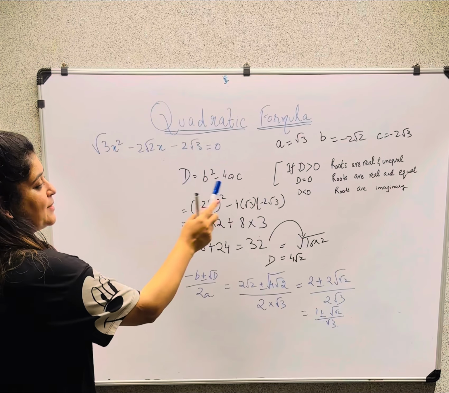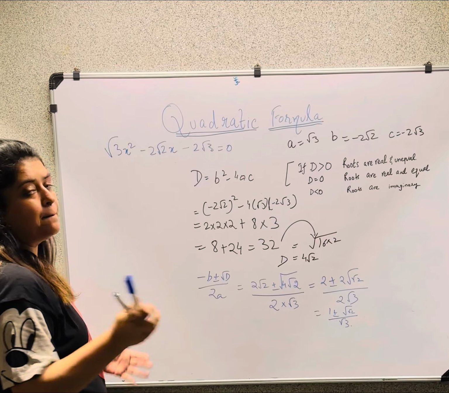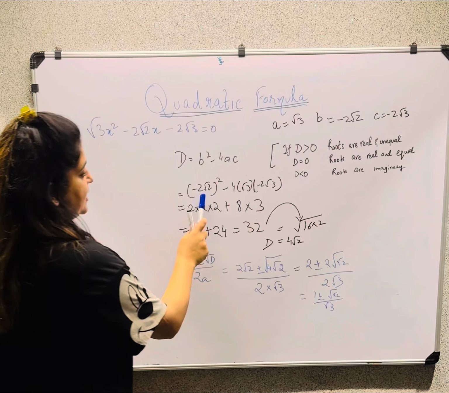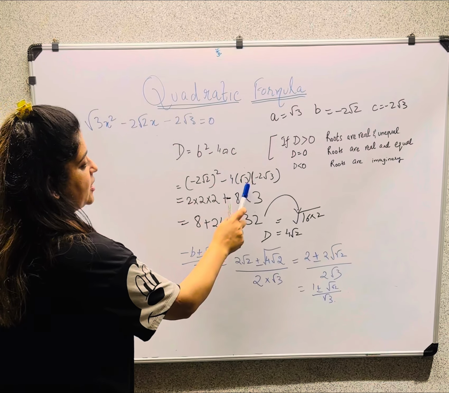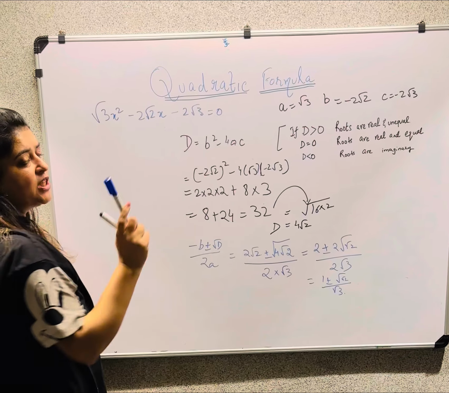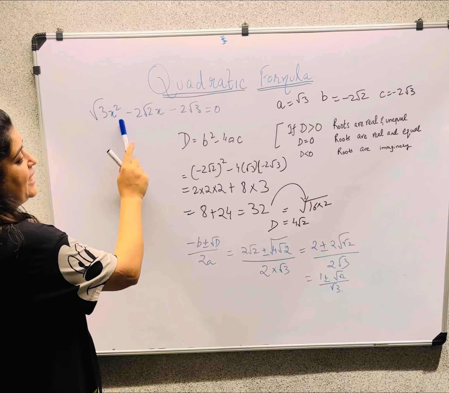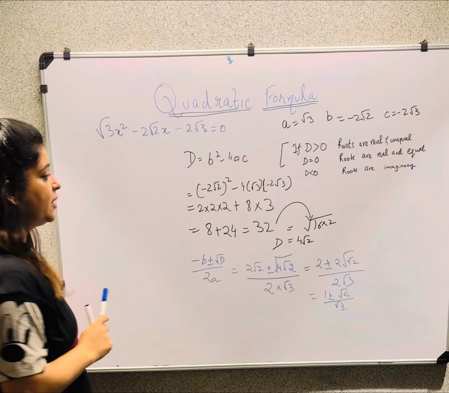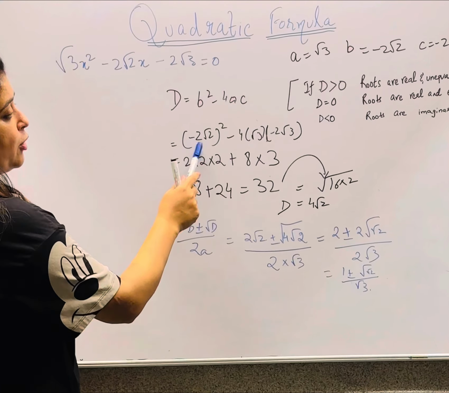So d is b square minus 4ac. I plug in the values very quickly. Minus 2 root 2 is my b. My a is root 3 over here. And my c is negative 2 root 3. Students, please remember to put the signs because that will change the value of discriminant if you do not put it. Once I plug in the square of 2 root 2.